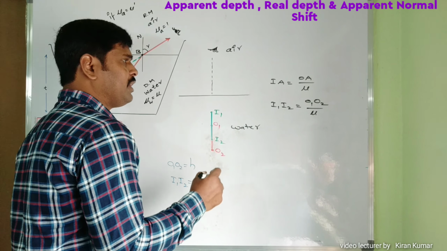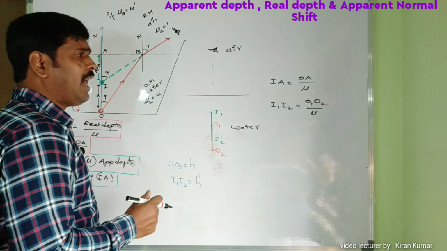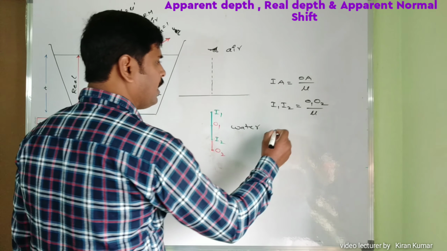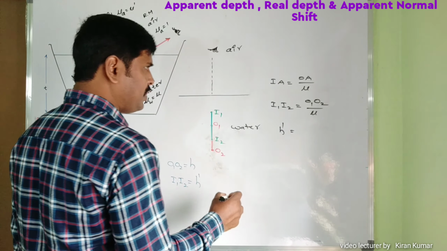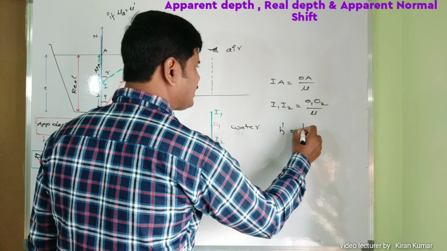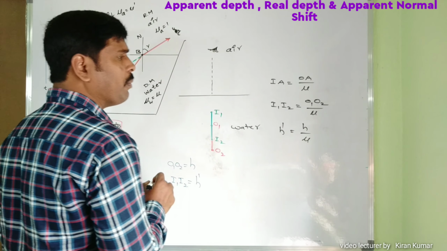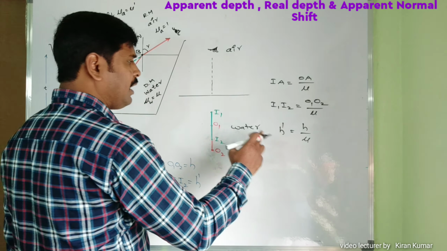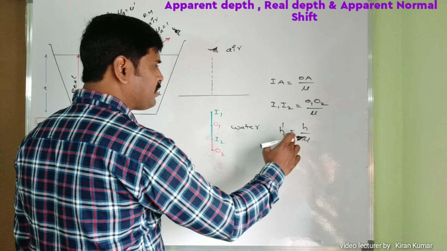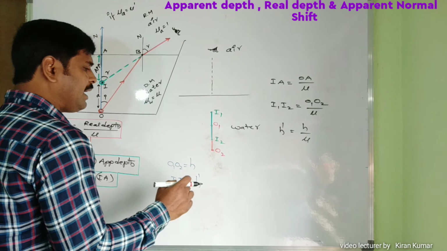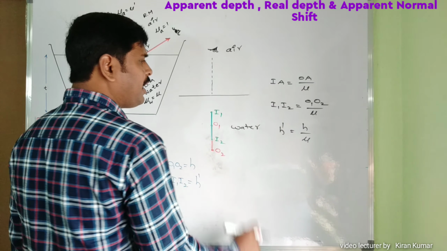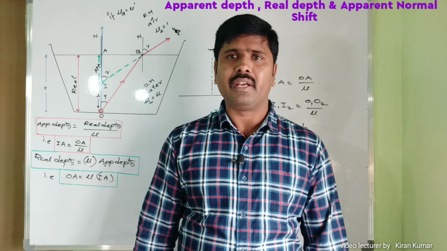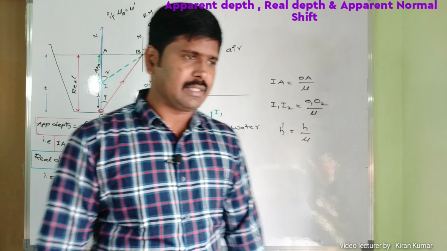That is a relation between the image height and the object height. I1 I2 represents the image height h dash, which is equal to the object height h divided by mu. So this is the relation between the distance between the images I1 I2, h dash, which is equal to the object height O1 O2 divided by mu, the refractive index. And the next application we will discuss continuously.